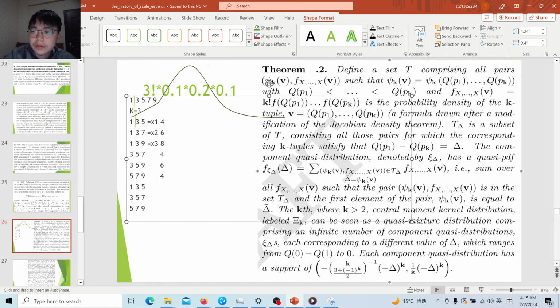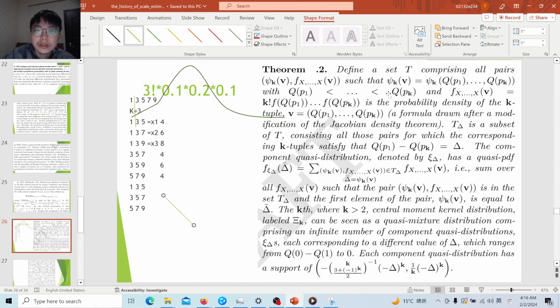And then in this way we can decompose the central moment kernel distribution as a quasi-mixture distribution comprising an infinite number of component quasi-distributions, each corresponding to a different value of delta. The delta is monotonic. You remember that the delta is just the pairwise differences, right? So it is monotonically increasing from the quantile 0 minus the last quantile 1, so it is a negative value, up to 0. And each component quasi-distribution has a support of this.